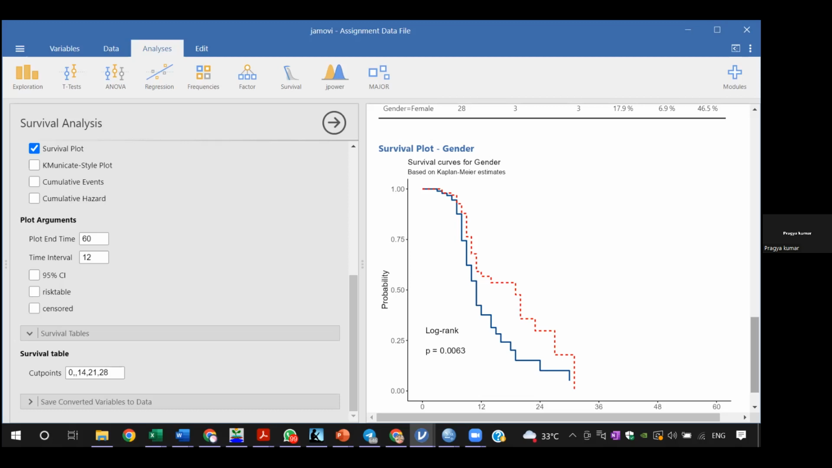No one gives this table. Only the cumulative hazard, this hazard ratio. But if you are interested in specific time intervals, if your research question is pertaining to that particular time interval, then again, definitely you can do that.